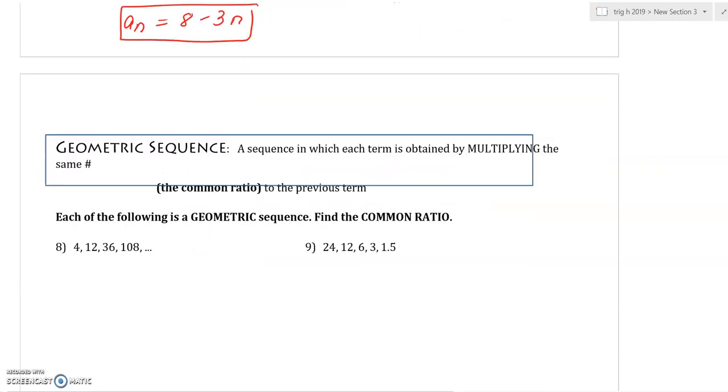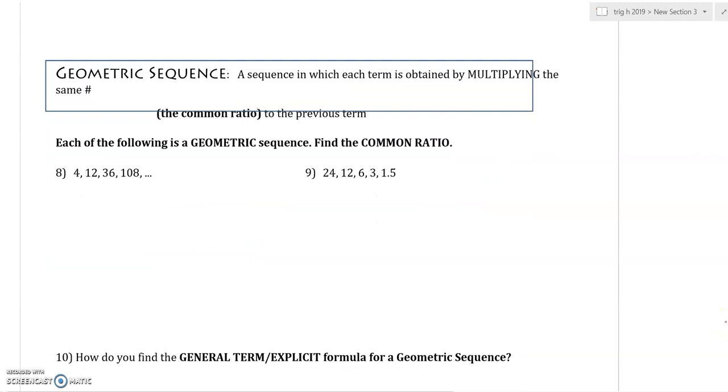Okay, so let's go ahead and look at geometric sequences now. Geometric sequences, again, are sequences in which each term is obtained by multiplying the same common ratio to the previous term to generate more terms. So go ahead and pause the video for a second to find the common ratio for 8 and 9. Okay, so welcome back. Hopefully you said 12 divided by 4, 36 divided by 12, 108 divided by 36, they're all 3. And in number 9, 12 divided by 24, 6 divided by 12, etc., they're all 1/2.